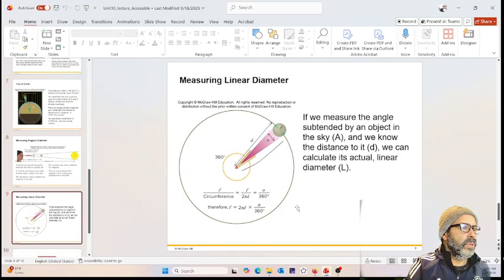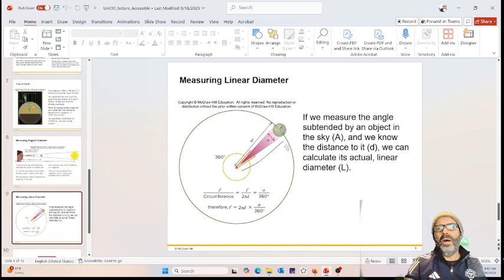Again, using these ratios, this is what I'm talking about here. You can keep alpha in degrees if you like, and you divide it by 360. 2 pi d is the circumference, and that gives you the actual size of the object. So this is how we use geometry in astronomy to our advantage.